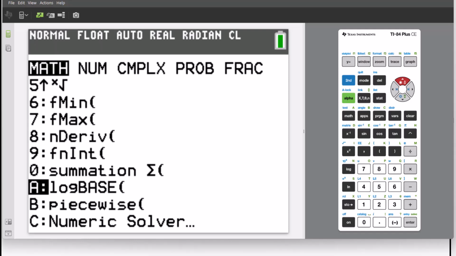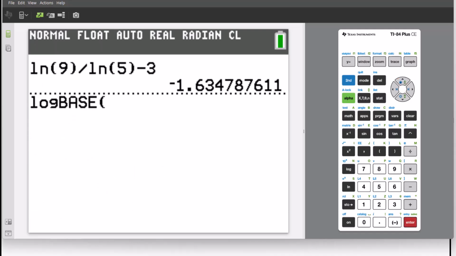Under Math, the first column has log with the word base next to it. This allows you to put into the calculator log with any base. So this is only available on some of the newer TI calculators, not available on the older ones. So don't worry if you're not finding it. It's probably just not found on your calculator.